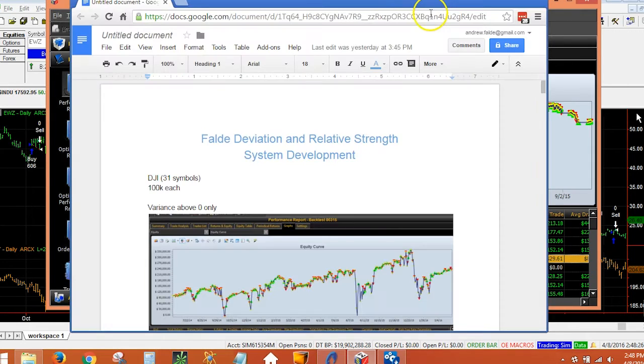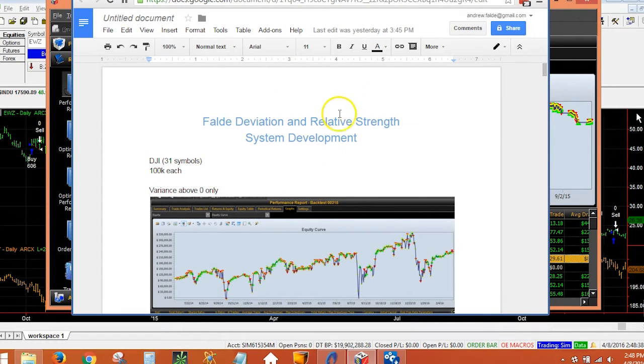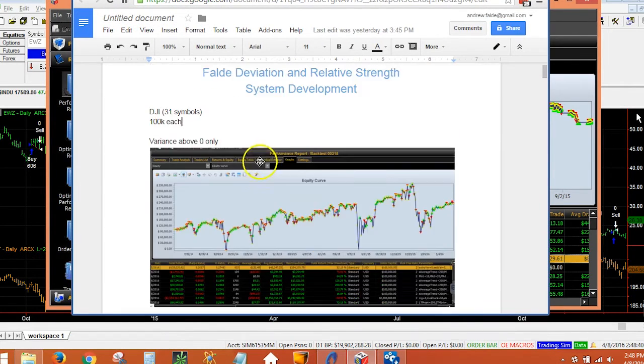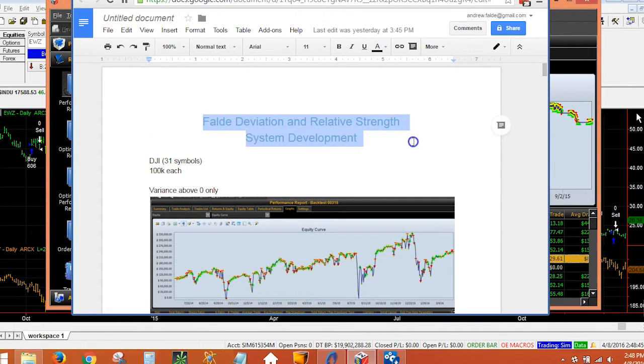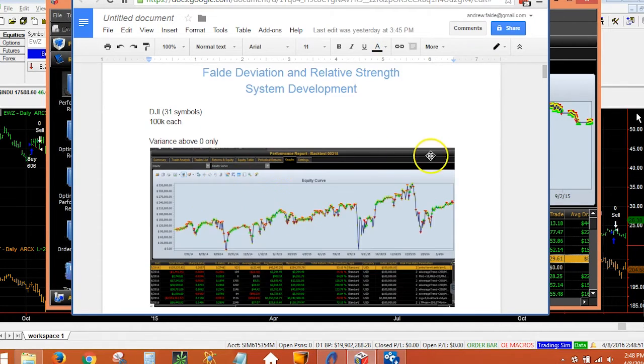So I'm going to show you this journaling process that I go through, and this is very ugly. This is just after I did this journal, I said, oh, I'm going to go ahead and share this. You can see I haven't even named it, and we're basically just looking at this plotting where I'm taking a journal of all the changes that I've made. So I called this the deviation and relative strength system development. I was just testing one idea, and I went through this process.